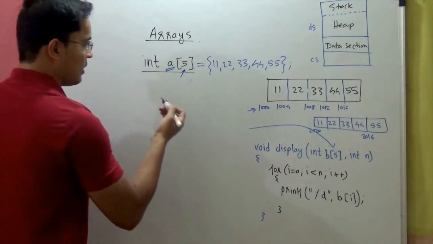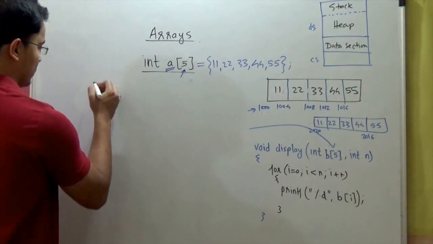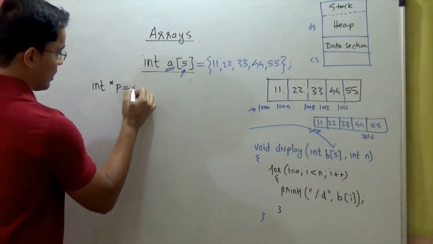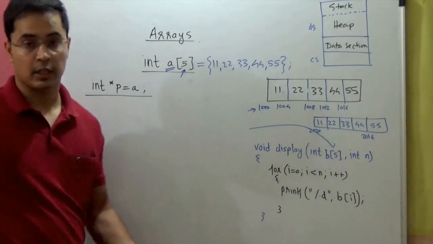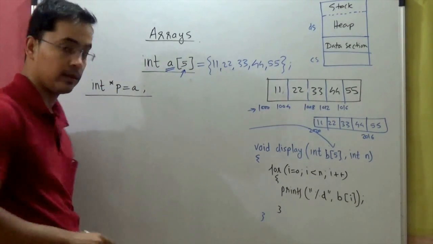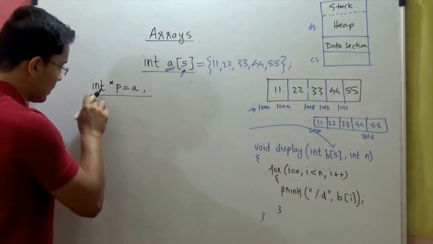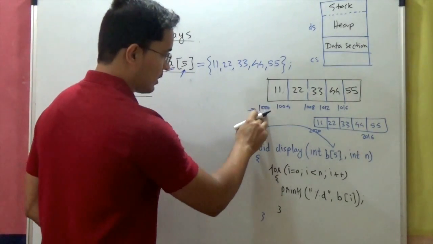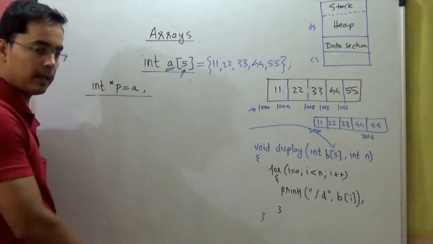So if it gives me address, can I store it in a pointer? Yes, of course. So I will say int *p = a. Now p here is a special variable because it has a star. That means it is going to store some address. Address of whom? Some integer, right? And a is the address 1000. It's the address of some integer. So we can assign a to p.